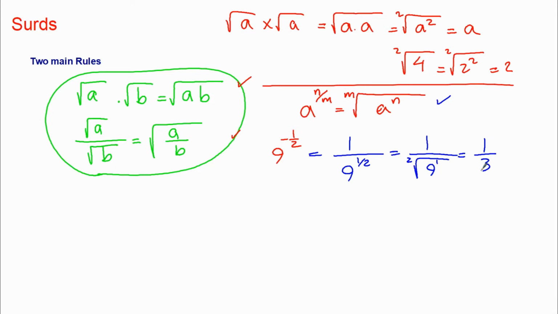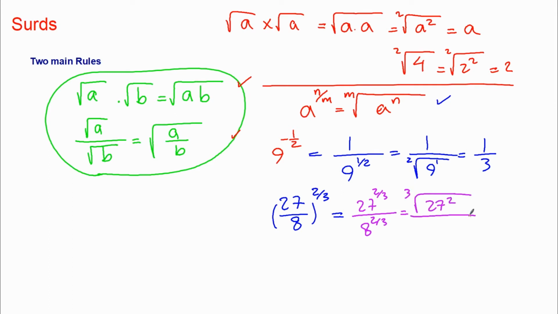Okay, so I'm just going to do one more example, which could be slightly more demanding. This time I'm going to do 27 over 8 to the power of 2 over 3. We could use surds in here to solve, but again, if you look back into the indices rule, we can first of all separate this. We can say this is equal to 27 to the power of 2 over 3 divided by 8 to the power of 2 over 3. And then we can say that this would be root 3 of 27 to the power of 2 divided by root 3 of 8 to the power of 2.